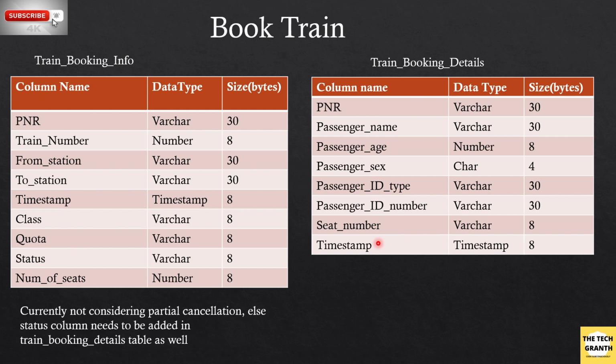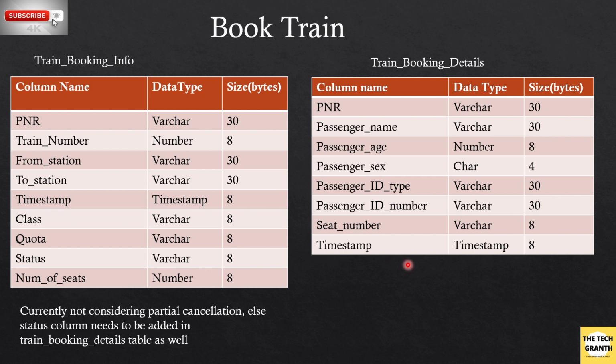Now, one thing that I have not considered here is the partial cancellation part. Here I am assuming that if you want to book 4 seats, and if 4 seats are not available, then all the tickets will go into a waiting state. Otherwise, if all 4 seats are available, then only a confirmed booking will be done.